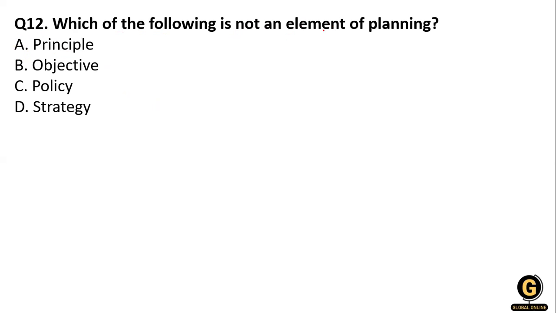Then, which of the following is not an element of the plan? Is it not an element of planning? Principle, objective, policy, strategy. So you know that the principle is in the principles of planning.